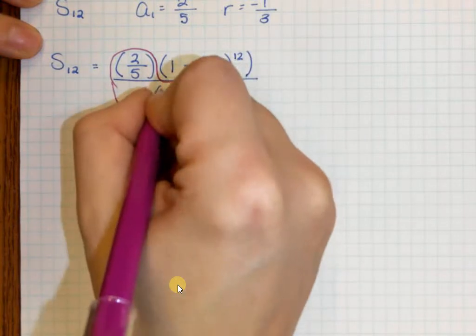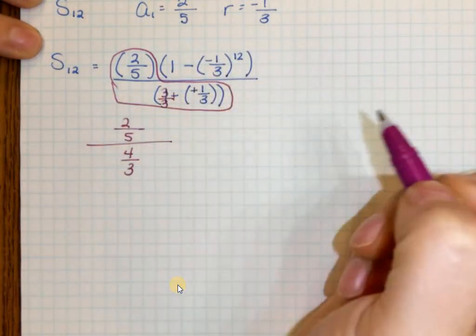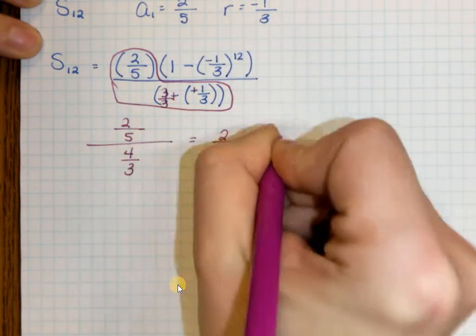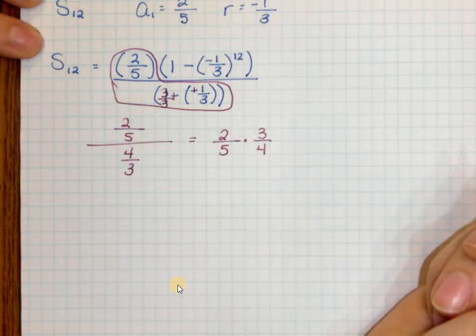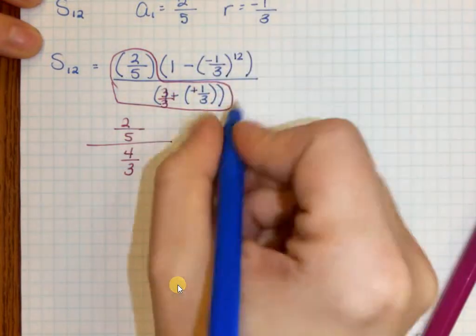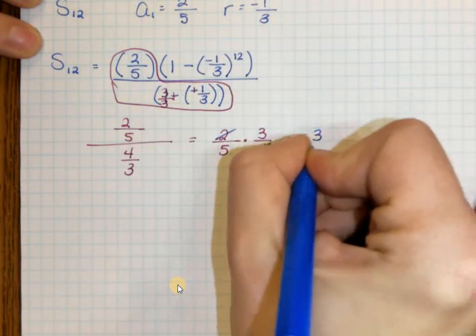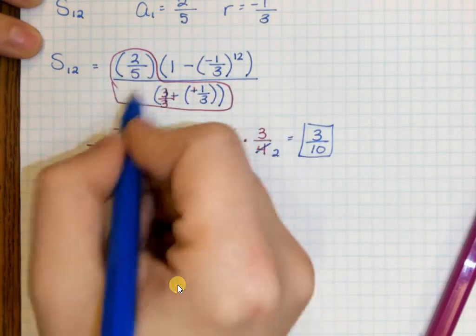Okay, because this is the same thing as saying 3/3, right? 3/3 plus 1/3 is 4/3. So this is the same thing as saying 2/5 times 3/4. So far, so good? Okay. Now, 2 goes into 4 how many times? Twice. So I have 3/10 is this stuff right here.